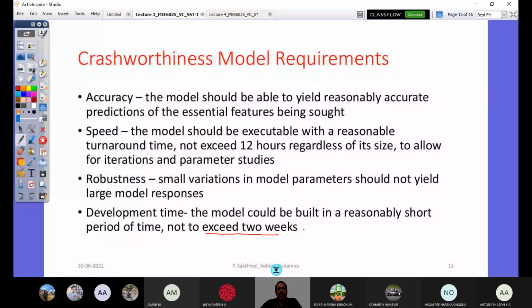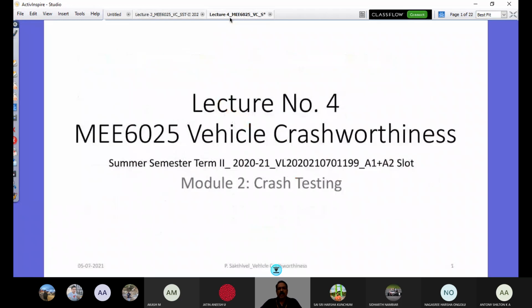These aspects of overview, or an idea of what is expected in module 1, give a comprehensive understanding. So we have finished with module 1, and today we are going to get into module 2 to look at crash testing in detail. So let me begin with today's lecture, number 4, crash testing.